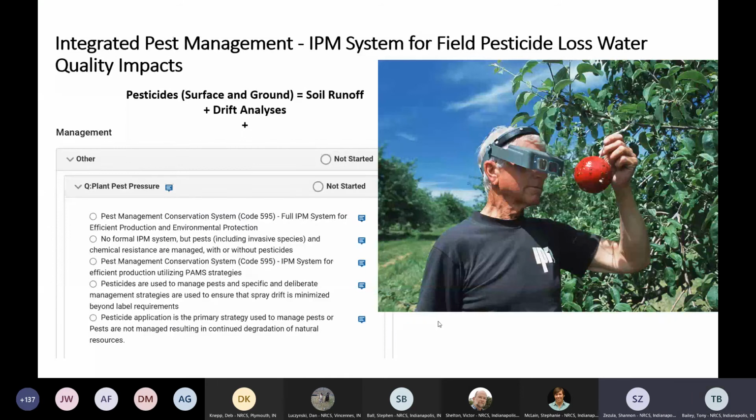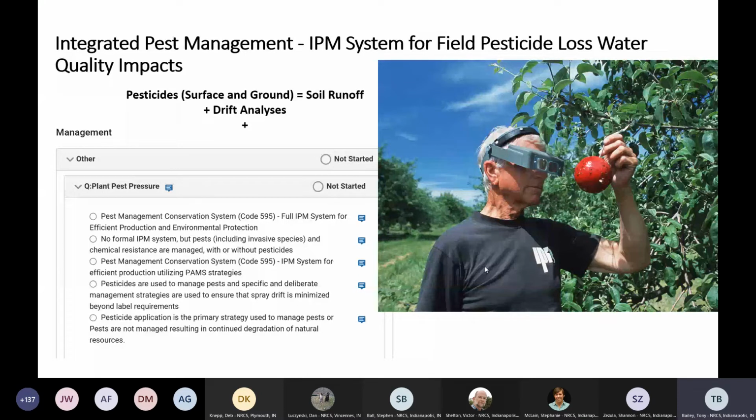The other piece of this, integrated pest management, does come into play when assessing pesticide loss and water quality impacts. We have a bit of a variety of how integrated pest management is defined. And so on this assessment, I ask if a full system of 595 has been implemented. Usually that's not the case. Usually it's only if EQIP or a previous CSP has been included. However, this is where the interview and the questions that we've talked about previously with a producer would help to answer some of these questions.